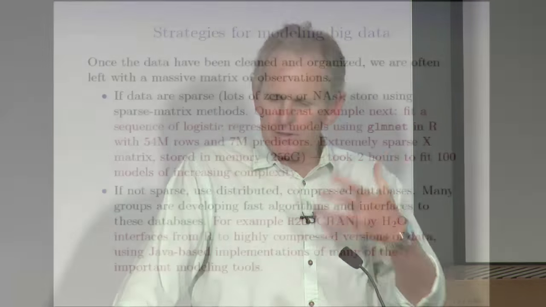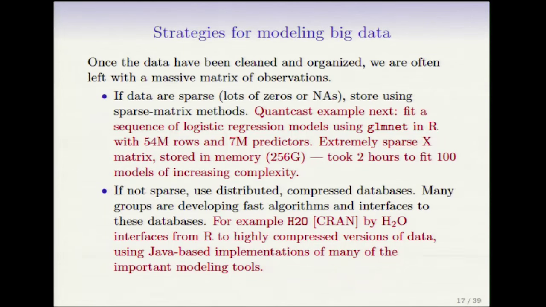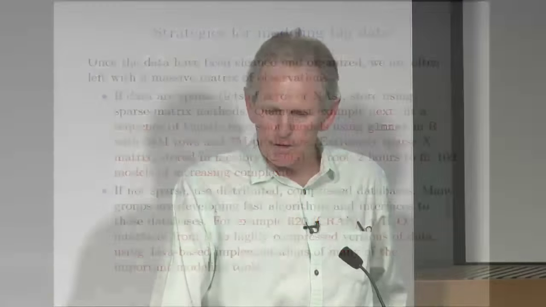I'll give you one example. H2O is a package in R, and the company that supplies it is called H2O as well. It's a fairly new startup which builds software for modeling huge data sets. This particular package interfaces to R. But the data lives in highly compressed versions, for example, on the Amazon cloud or in other cloud-based storage systems. And they use a Java-based implementation of many of the important modeling tools.